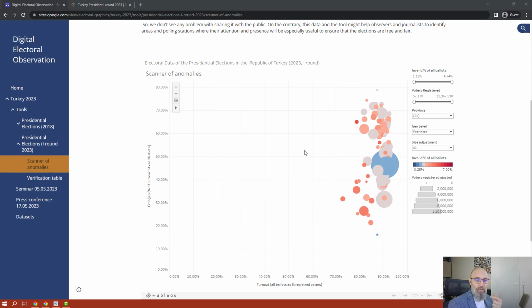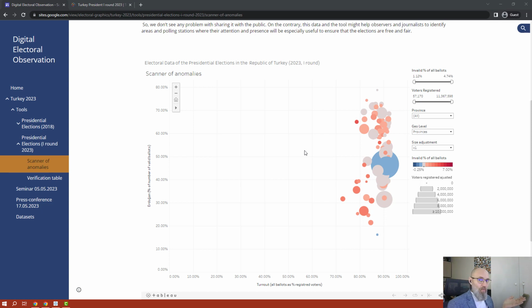So the second is turnout. Turnout is again a very sensitive measure of probable manipulations. For example, results of around 100% are usually improbable because people used to get sick or used to get lazy to go to the polling stations. And the number of invalid ballots is another parameter.